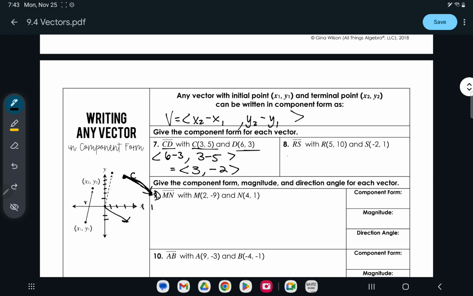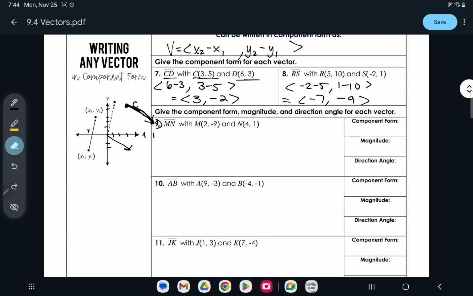All right, let's do this one too. We have -2 minus 5 and 1 minus 10. So we get -7, -9. All right, let's look at some of these. Give the component form, the magnitude, and the direction angle. The component form, let's do that first. That's going to be 4 minus 2 and 1 minus -9, which really becomes +9. So component form is 2, 10.